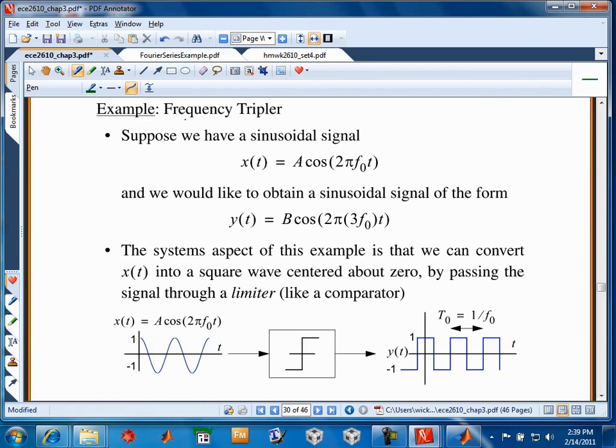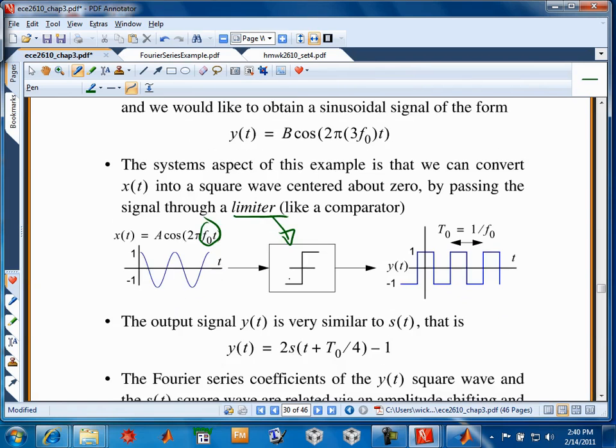But this way is still practical and has value, and it also is a good example of Fourier analysis. So we start off with a cosine wave at frequency f0, and then we send it through this limiting circuit. The limiting circuit is like a comparator that you might have seen talked about in logic circuits.